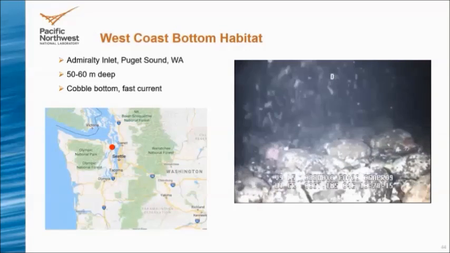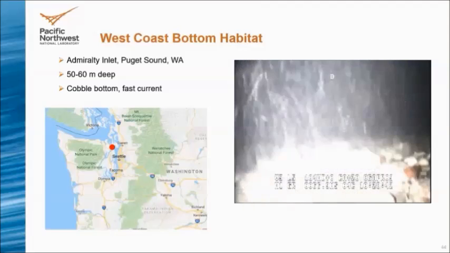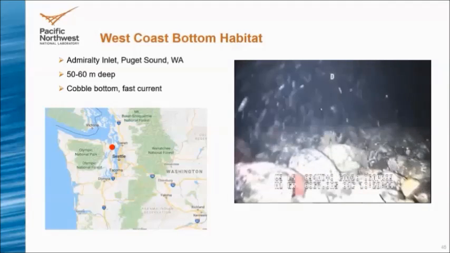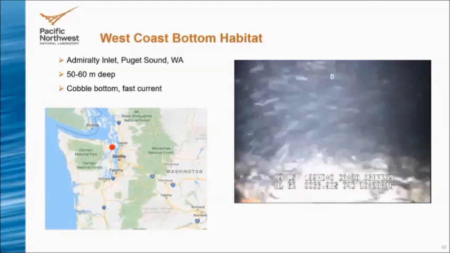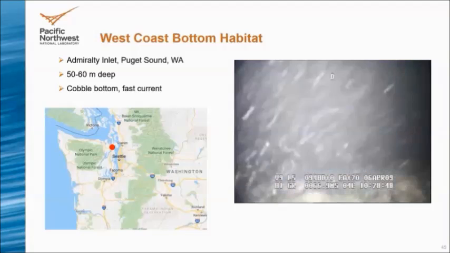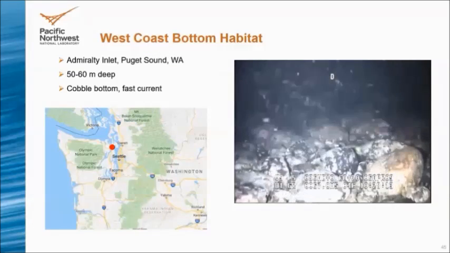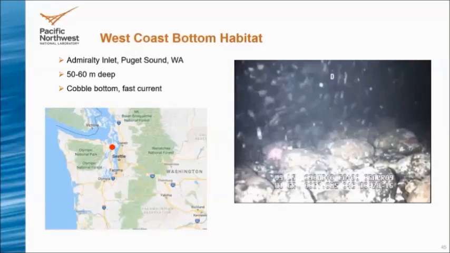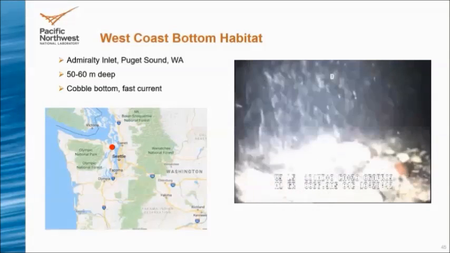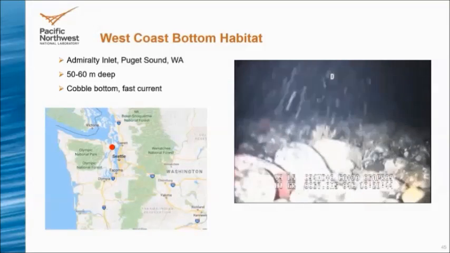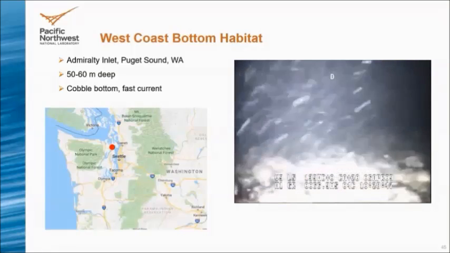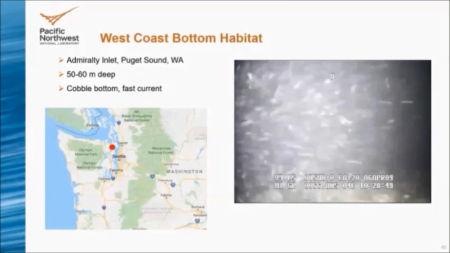This last example shows a little bit of a different environment. This is from Admiralty Inlet in Puget Sound, so again, north of both the other two examples I showed. This is about 50 to 60 meters deep, and it's a cobble bottom habitat with quite a fast current, as you can see by the water moving around in the video. And this is a more typical example of where a tidal turbine would be sited.